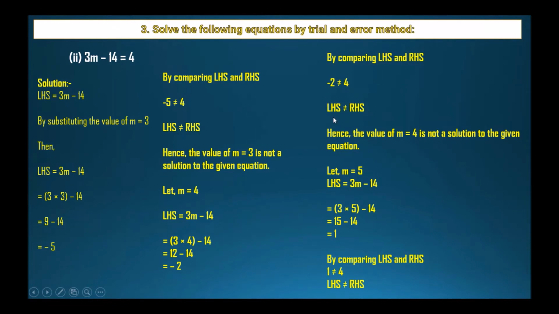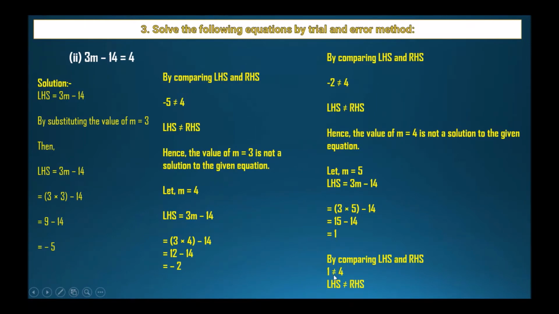Next we will take m equals 5. 3m minus 14. So 3 into 5 minus 14, that is 15 minus 14 is 1. By comparing LHS and RHS, we can say that 1 is not equal to 4. That means LHS is not equal to RHS.